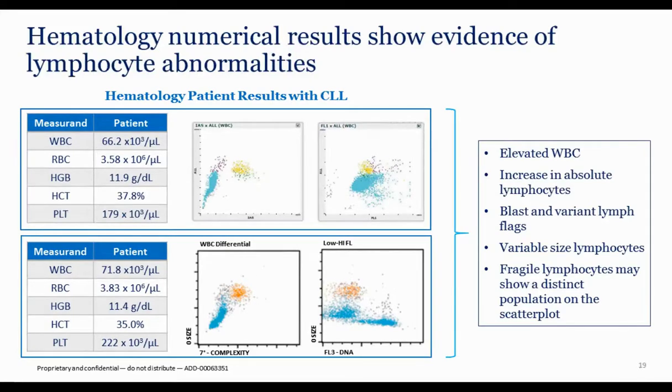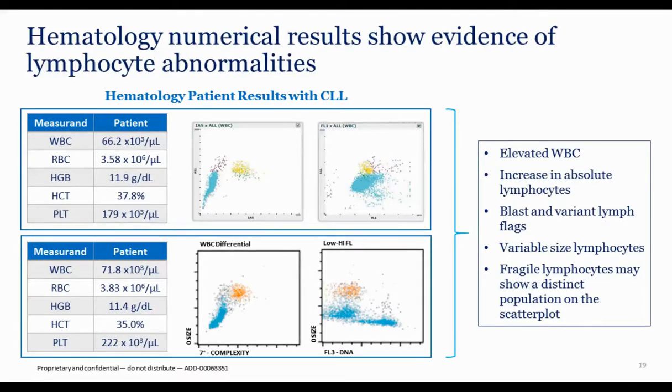And so this slide shows you 2 different patients. In the very top box, we have one patient, and in the bottom box, we have a different patient. And so what we would see in the hematology lab, of course, would be an elevated white cell count.